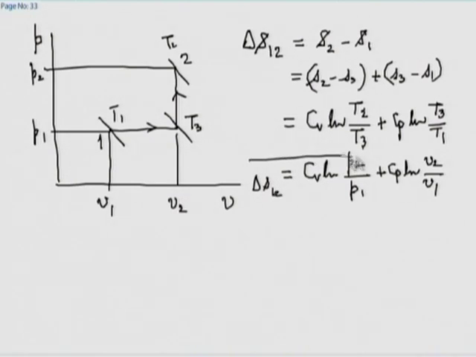This is one method, by considering a constant pressure and constant volume process. Either derive it using a constant temperature and constant volume process, or a constant temperature and constant pressure process, and you will get slightly different formulae. Any one of those three is good enough. You can derive it according to your convenience. Over to you. Thank you very much.